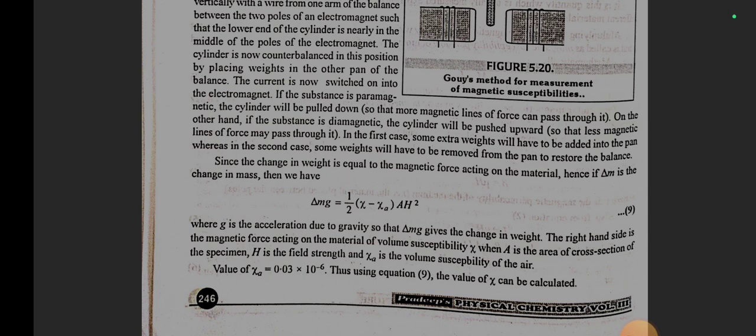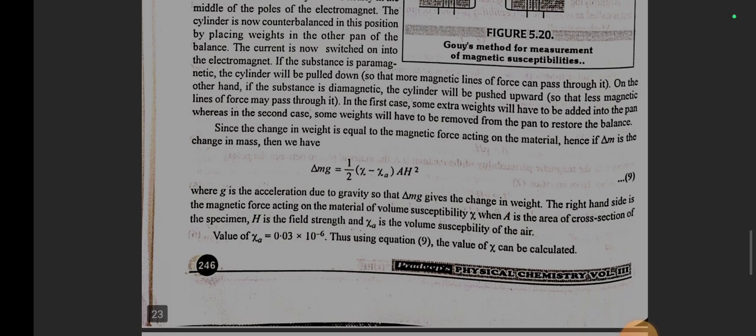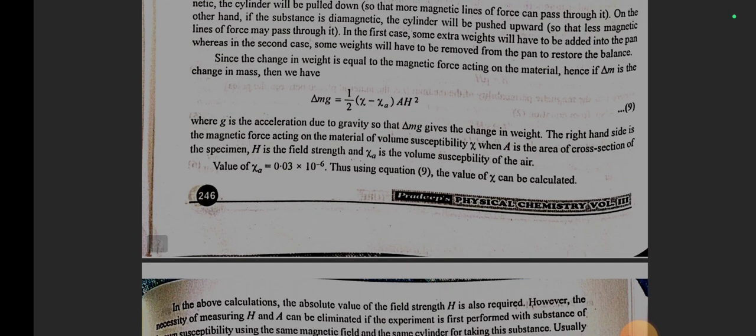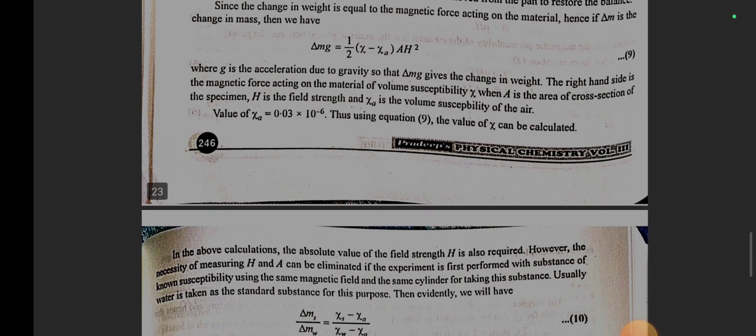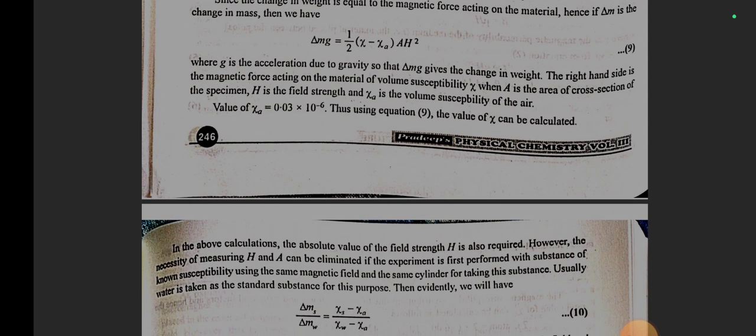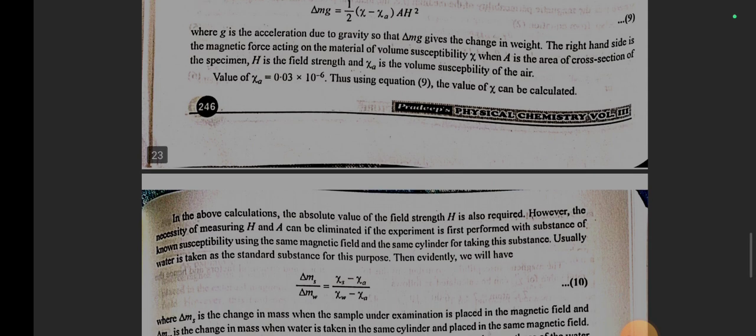Since the change in weight is equal to the magnetic force acting on the material, if Δm is the change in mass, then we have Δmg = 1/2 (ψ - ψa) A H², where g is the acceleration due to gravity. The Δmg gives the change in weight. The right hand side is the magnetic force acting on material of volume susceptibility ψ, where A is the area of cross section, H is field strength, and ψa is the volume susceptibility of the air.